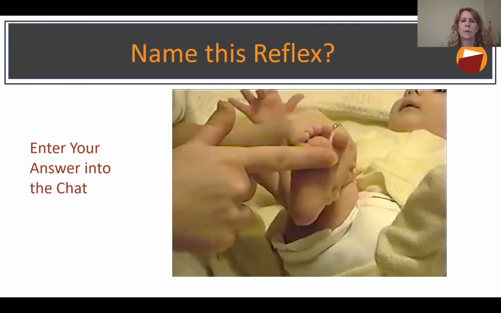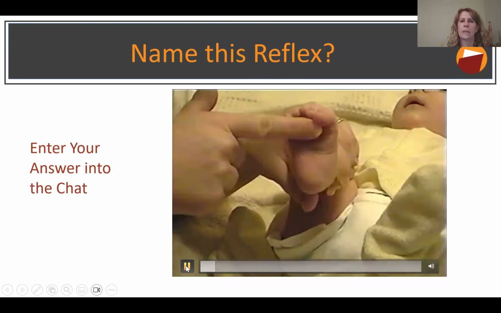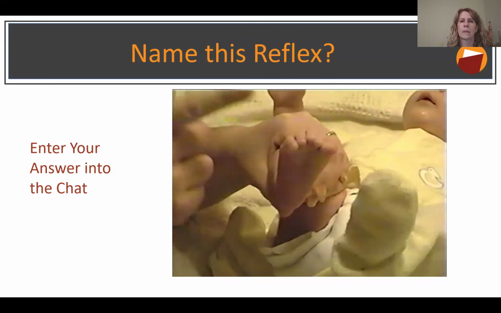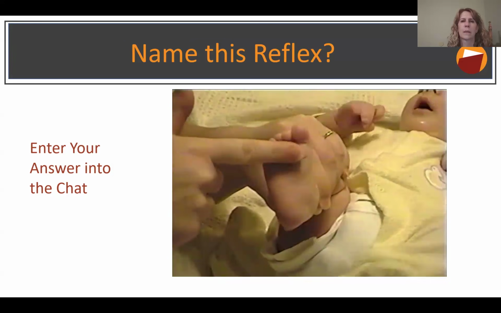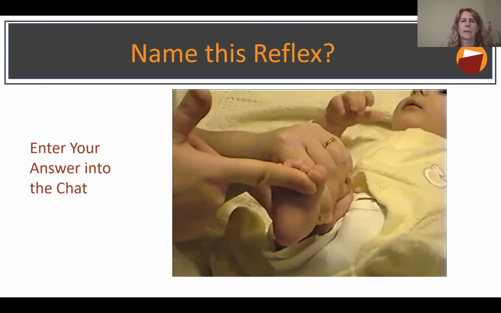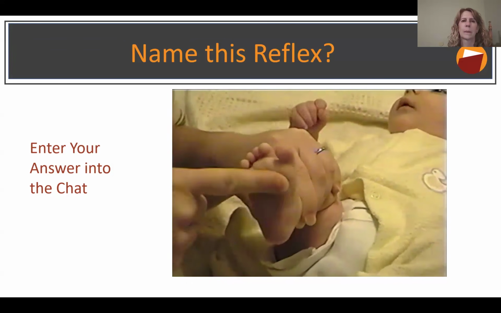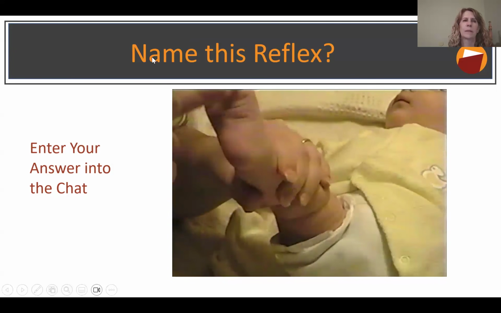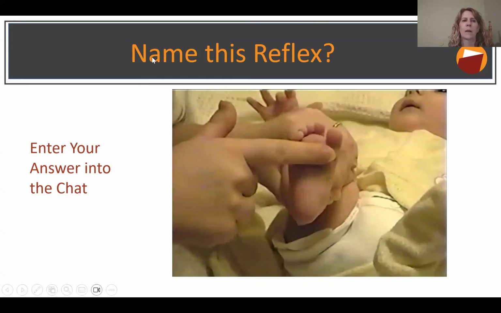All right, this one's super easy, but name the reflex. Yeah, people know it. They're just typing. All right. Yeah, it's not the palmar grasp, it's the plantar grasp. Yep, you got it.